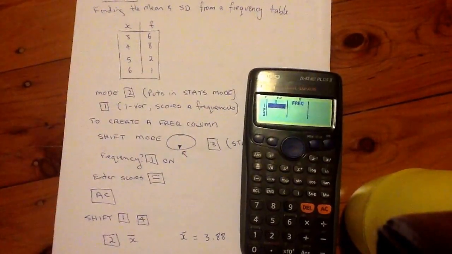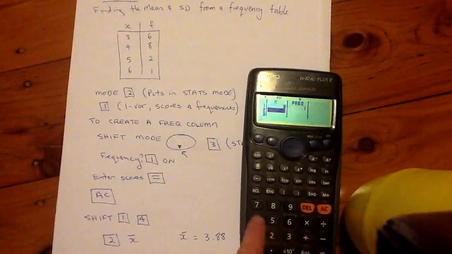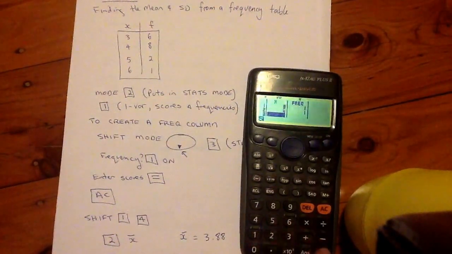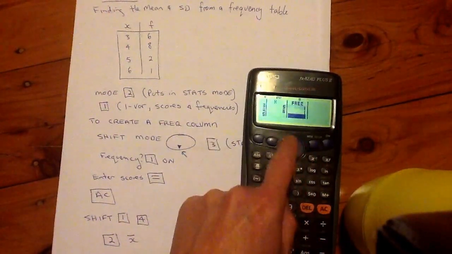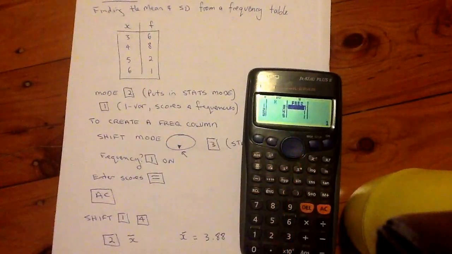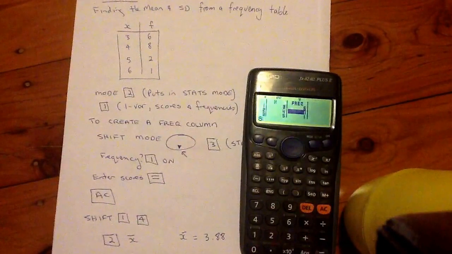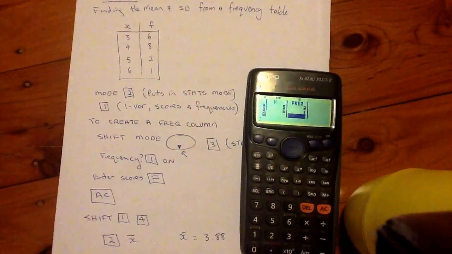We add it, pressing equals after each addition. 3 equal 4 equal 5 equal 6 equal. At the moment it's given each one a frequency of 1 as if it was a raw score, so we need to change the frequencies. There are 6 scores that are 3, 8 scores that are 4, 2 scores that are 5 and 1 score that is 6. So once we've got it in there, we do what we do for the raw scores.